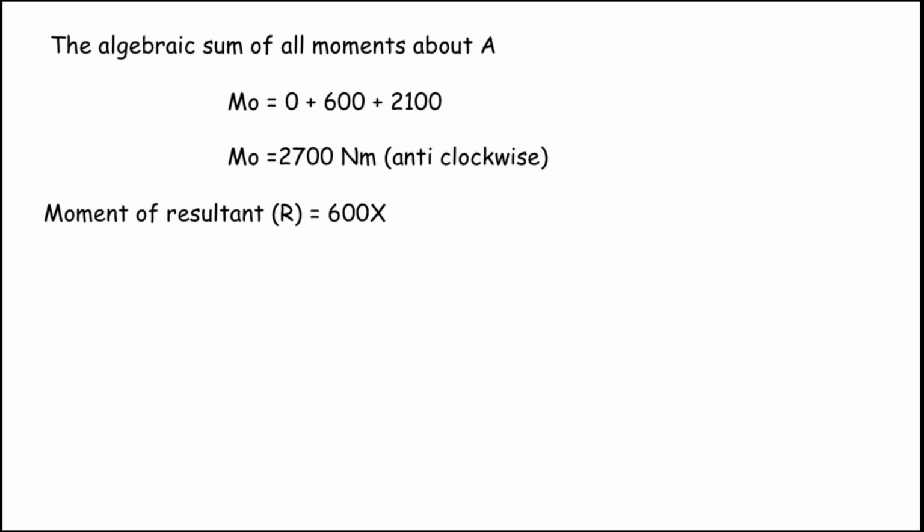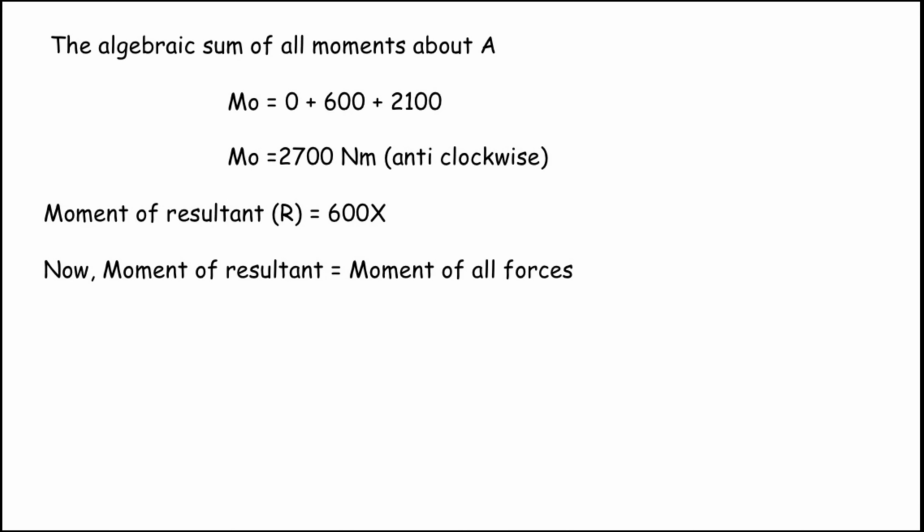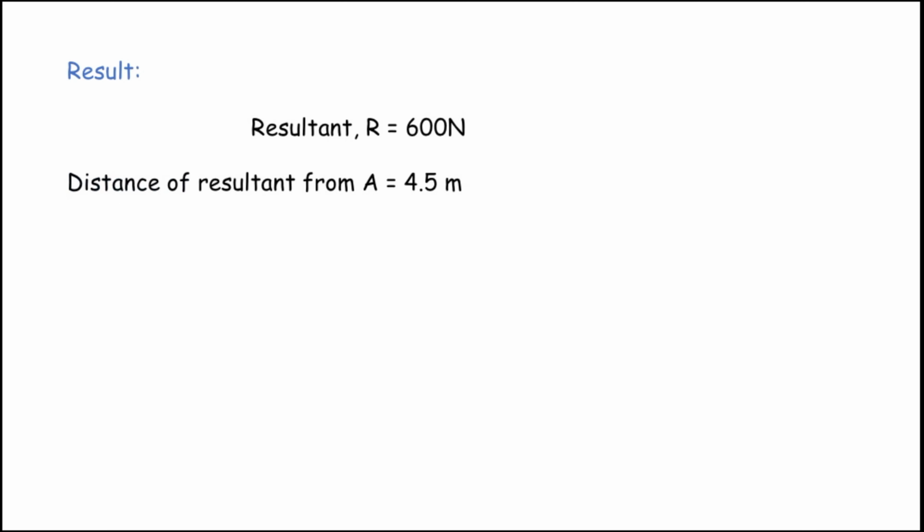Now the moment of resultant R equal to 600x. So the moment of the resultant equals the moment of all forces. We substitute like this. Substitute the moment of resultant 600x, which is equal to 2700. Now transfer the 600 from left to right, it becomes divide. So x equal to 2700 divided by 600. The value of x is 4.5 meter. Now we found the value of x. So the result is the resultant R equal to 600 Newton and the distance of the resultant from A is 4.5 meter.